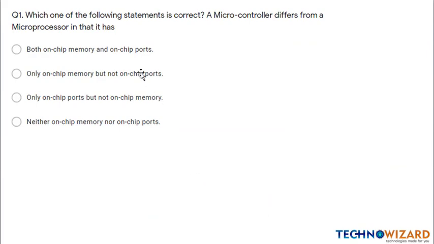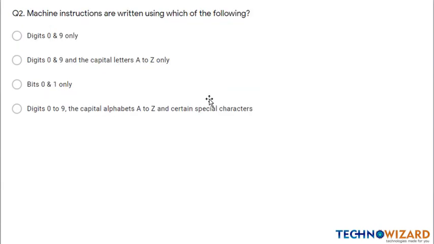Question number 1. Which one of the following statements is correct? A microcontroller differs from a microprocessor. First of all, a microprocessor does not have its own memory; external memory is connected, but a microcontroller has its own memory. Therefore option A is the correct answer: both on-chip memory as well as on-chip ports.